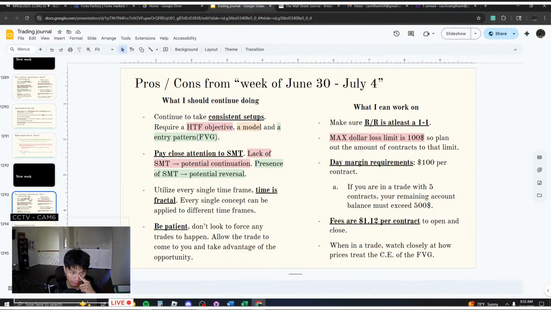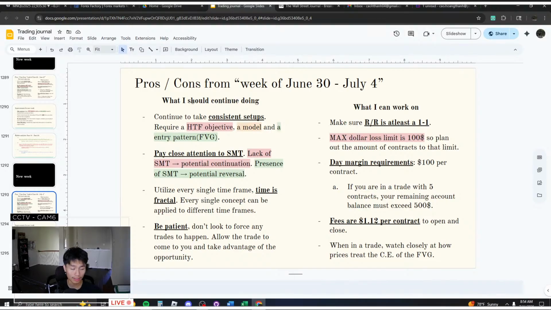In every single one of my trades that I'll review with you guys, they're always going to have the same outline. There are 3 main components that I always look for, which makes every single trade that I take almost similar. It's just maybe at different price points or time zones, right? But yeah, so the first, continue to take consistent setups.